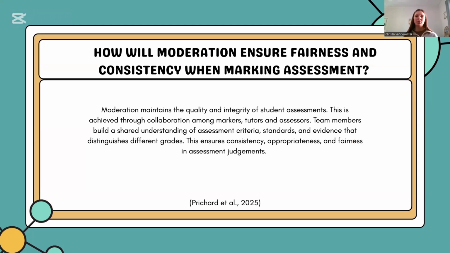How will moderation ensure fairness and consistency when marking assessment? Moderation maintains the quality and integrity of student assessments. This is achieved through collaboration among markers, tutors, and assessors. Team members build a shared understanding of assessment criteria, standards, and evidence that distinguishes different grades. This ensures consistency, appropriateness, and fairness in assessment judgments.